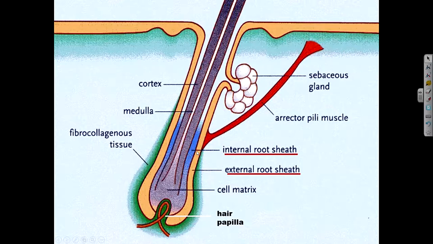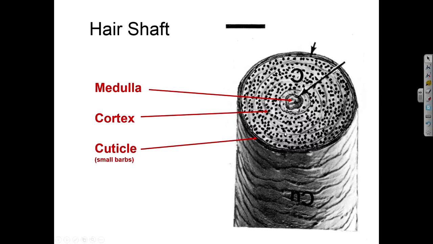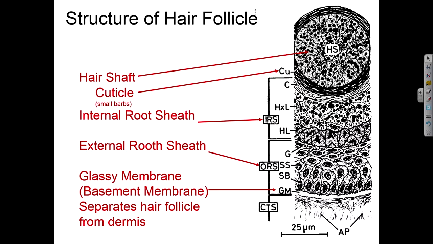So here's a cross-section through a hair shaft. We have the central medulla, we have the cortex, and then we have these little cuticles, or small barbs, on the outside of the hair, as shown here. These small barbs help to anchor and lock the hair into the integument so it doesn't fall out. If we look at a cross-section through hair, again, here's our hair, most of which is the cortex, with the medulla in the center. Then we have a couple of different layers that I mentioned, the internal root sheath and the external root sheath. Okay? They're the ones that you need to be familiar with, internal and external. Don't worry about these glassy membranes that separate the internal and external layers, and the internal layer from the hair shaft itself.